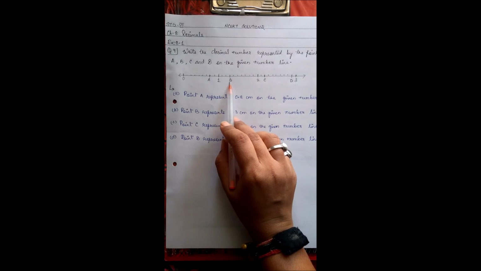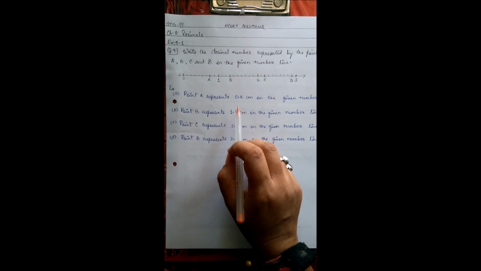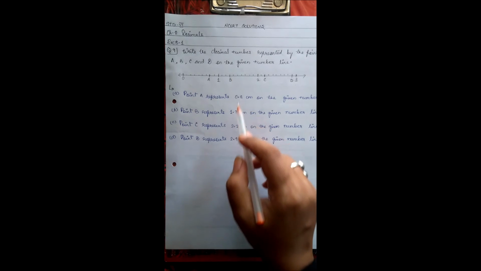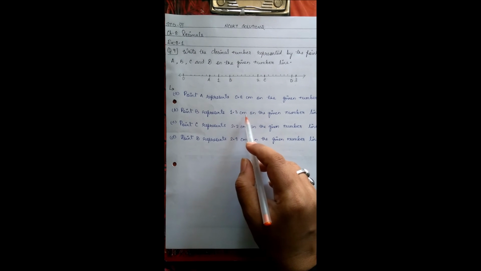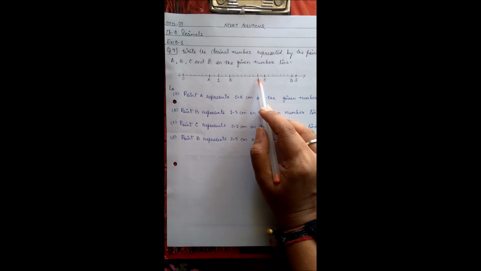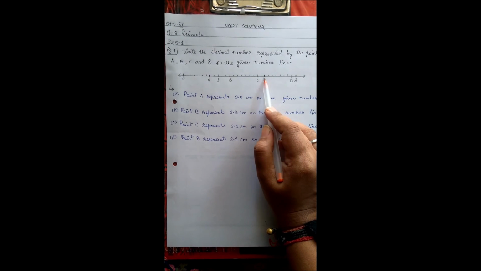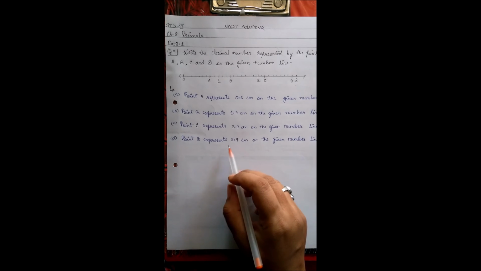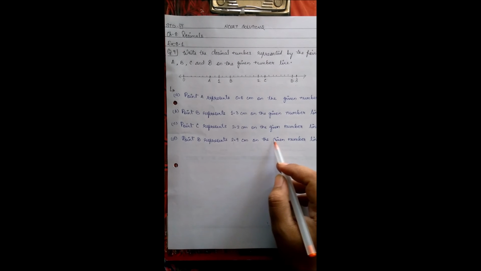Point B. So point B represents 1.1, 1.2 and 1.3. That is 1.3 centimeter on the number line. C represents 2.1, 2.2. So 2.2 centimeter on the number line. D represents 2.9 centimeter on the given number line.